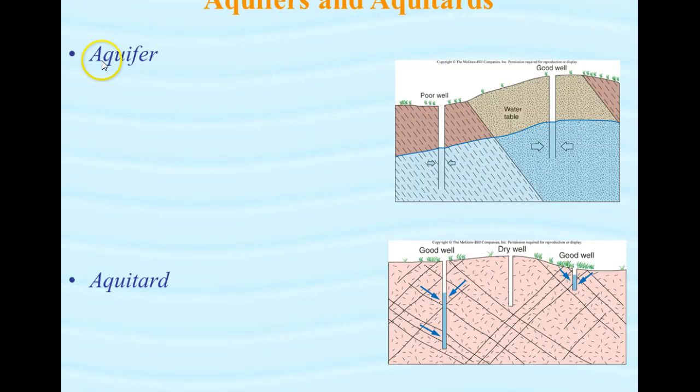So aquifer and aquitard. So aquifer is freely flowing water. Aquitard is something that retards or slows down the water flow. That's the difference between the two. Got to know the difference.